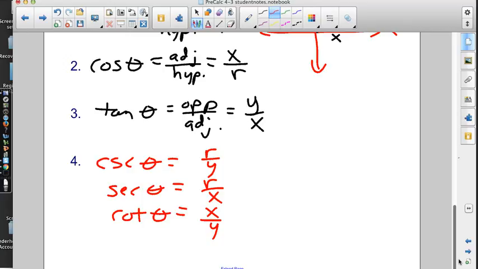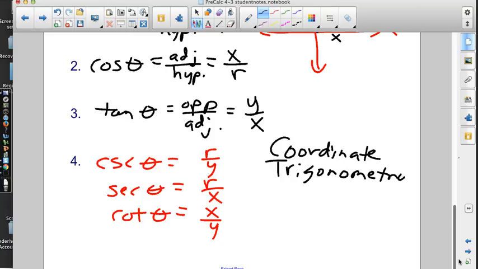Well, that's a big waste of time. We already knew all that stuff, well, except for the x and y and the r stuff. And that's because this is called coordinate trigonometry. It's a way to do the trigonometry without having to make a picture. I'm a picture person myself. I draw the pictures. It puts it all together for me.